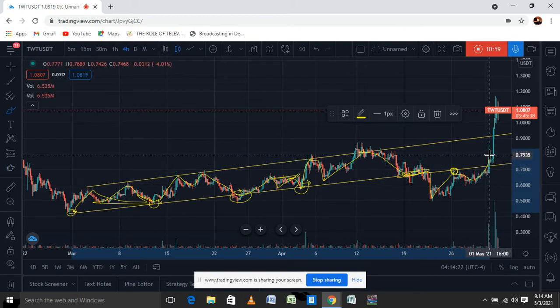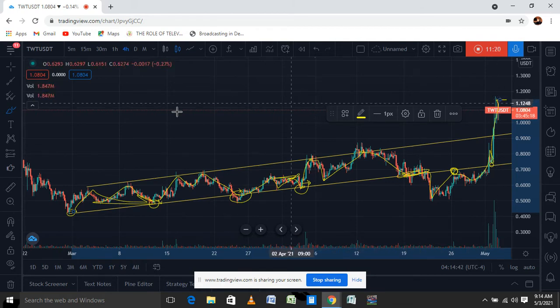broke this level, went up, came back down, tested this level. This is now acting as a support, no more resistance. Broke this level, now went up again. Now this is a new resistance level. So we are waiting for either a new lower high or lower low to form, so we can get another trend line. Okay. So you see how the trend line works.